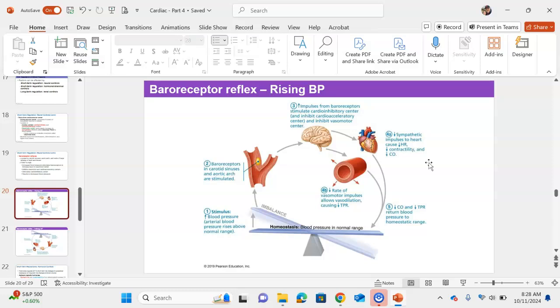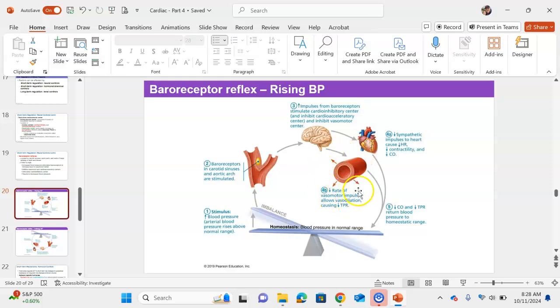Contractility is going to go down because with fewer sympathetic impulses, there's going to be less epinephrine involved, less calcium getting into the myocardium, so it's not going to contract with as much force. So heart rate goes down, contractility goes down, and cardiac output goes down. And remember, if any of those changes alone happens, blood pressure goes down, because remember that link between cardiac output and blood pressure. So all of those things happen together.